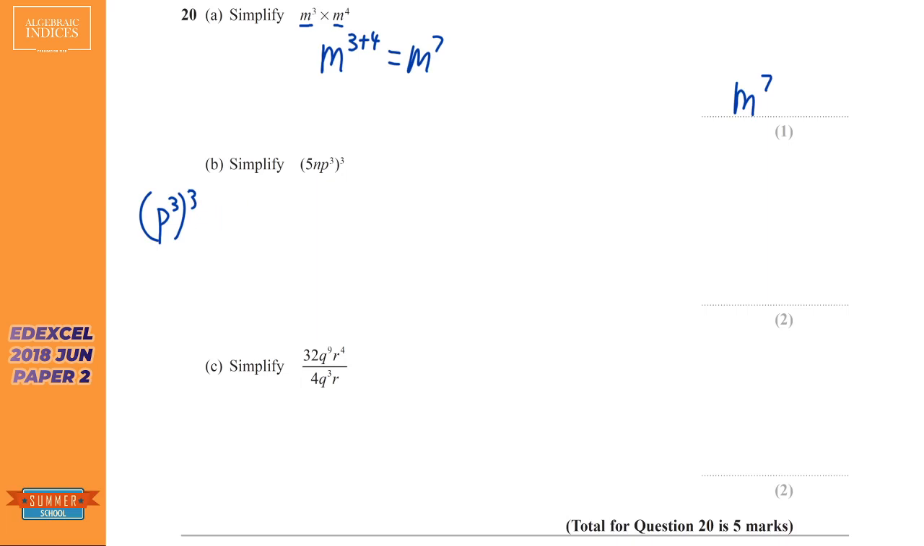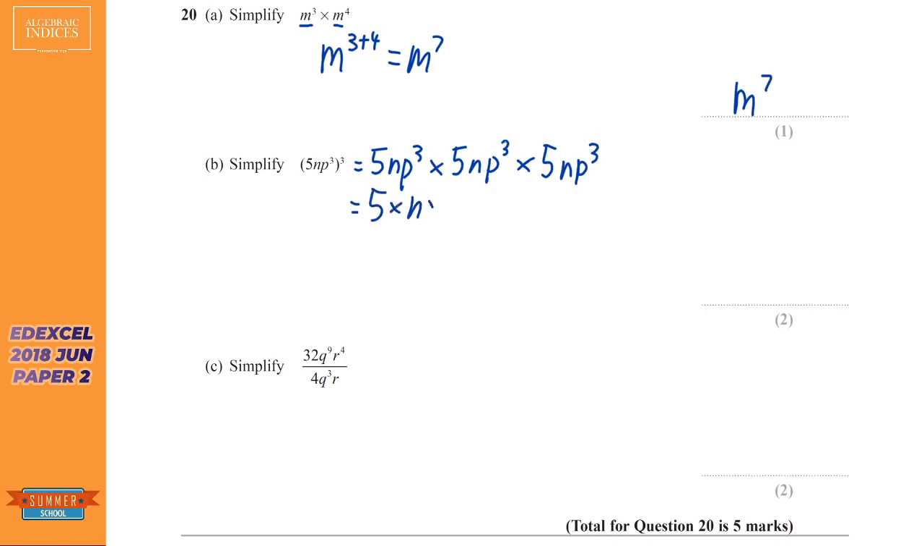But the problem with this question is there's more than one thing inside the brackets. Now there is an easier way of doing this. What you do is you write down the thing inside the brackets the amount of times that it tells you to on the outside. When you cube something, you're timesing it by itself 3 times. So we're going to have 5np cubed times 5np cubed times 5np cubed. Now we do the same thing as we did on the previous question. What we're going to do is put the times signs in, okay?